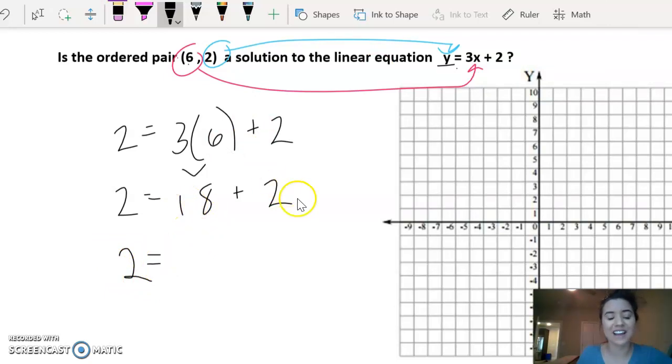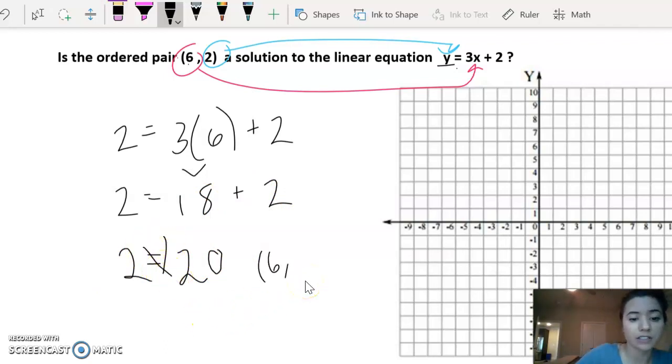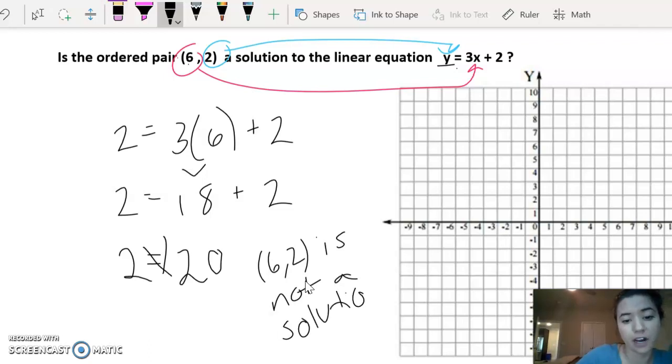2 equals, and then 18 plus 2 is 20. So clearly 2 does not equal 20, so that is a no-go. So we would say (6, 2) is not a solution, because we got something that is not true.